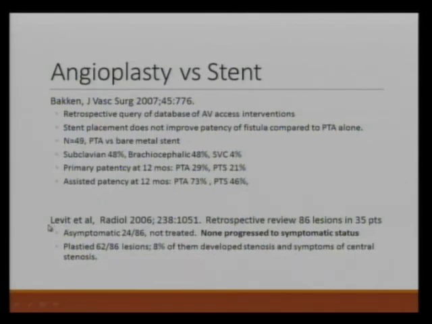And then this is a really interesting study from 2006, a retrospective review of 86 lesions in 35 patients. 24 out of 86 had asymptomatic lesions. They were not treated and none progressed to symptomatic status, so you don't have to rush in and open these lesions if they are not having clinical symptoms, okay? After these lesions, 62 out of 86 were plastied, 8% of them developed stenosis and symptoms of central stenosis. So if you're not having clinical symptoms, you don't have to angioplasty.